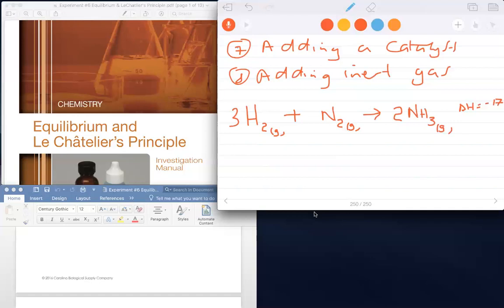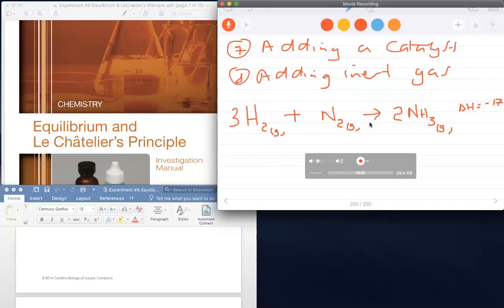When you have delta H being negative value, is it exothermic or endothermic? Is it exothermic or endothermic? Look, is it exothermic or endothermic? You can use the chart feature, please. Look, is it exothermic or endothermic? Is it exothermic or endothermic?